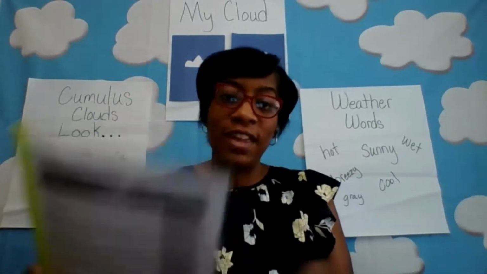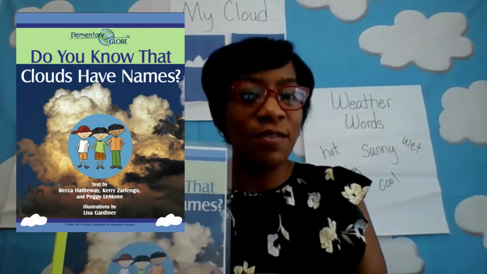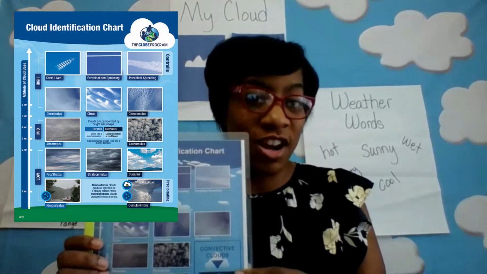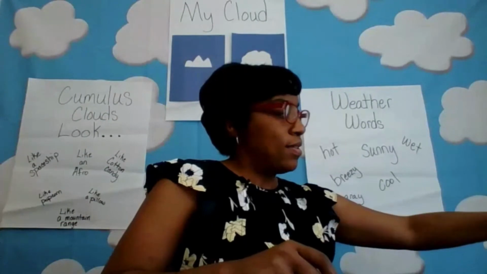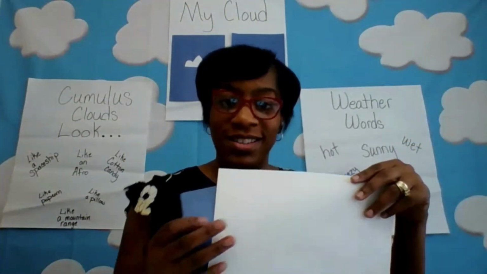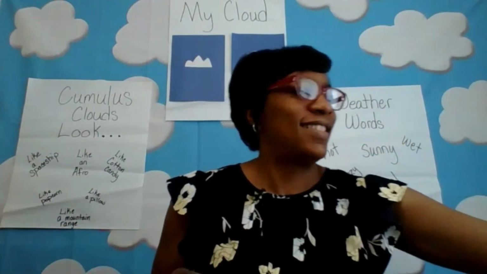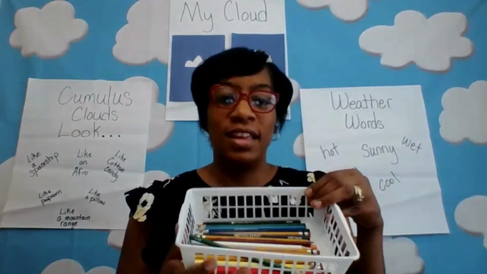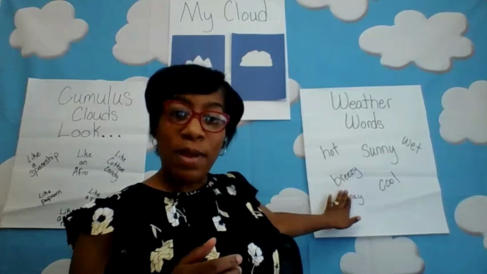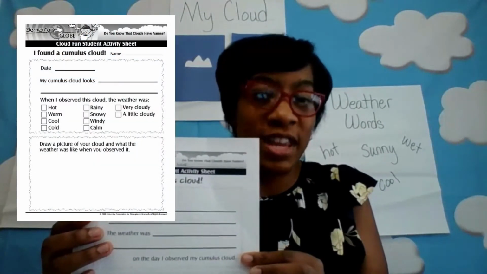You will need this activity. You will need the elementary Globe book. Do you know that clouds have names? You will need the cloud identification chart. You will need construction paper, blue and white. You need glue stick, pencils and color pencils, your chart paper, and also your Cloud Fun activity sheet.